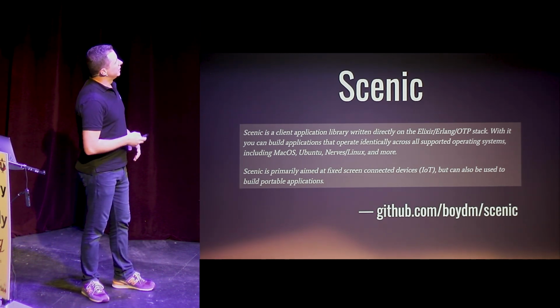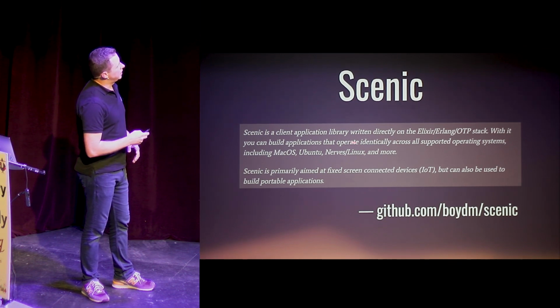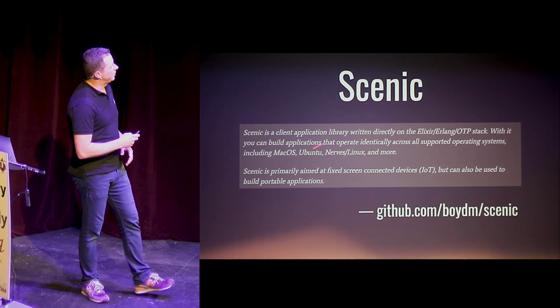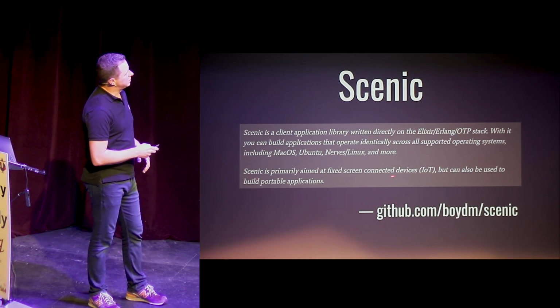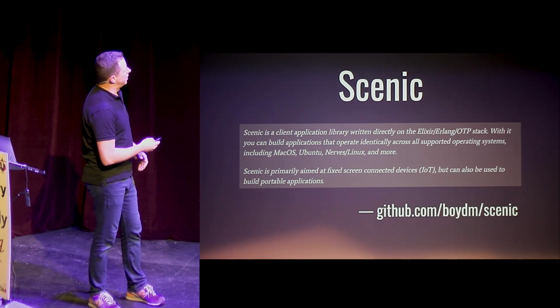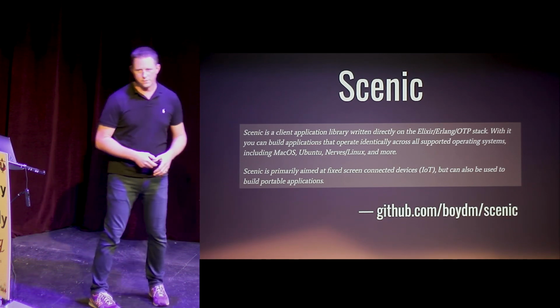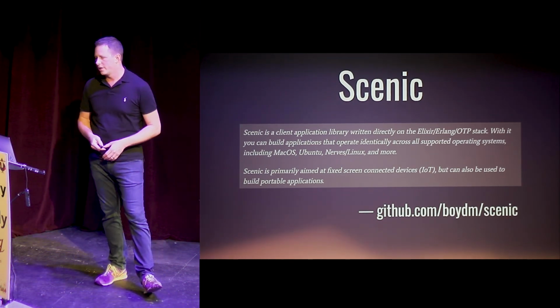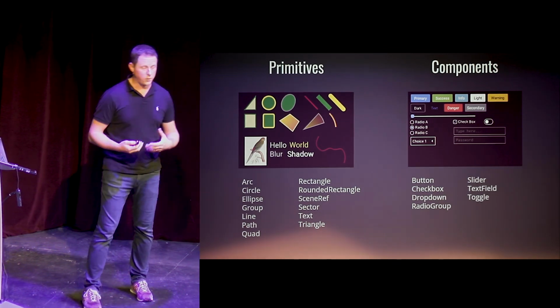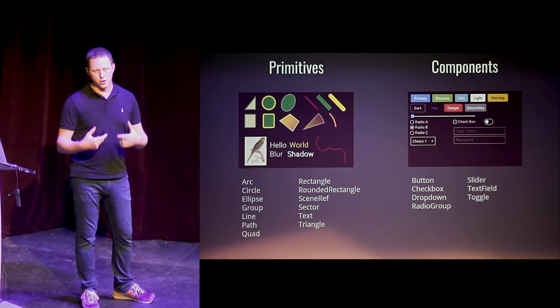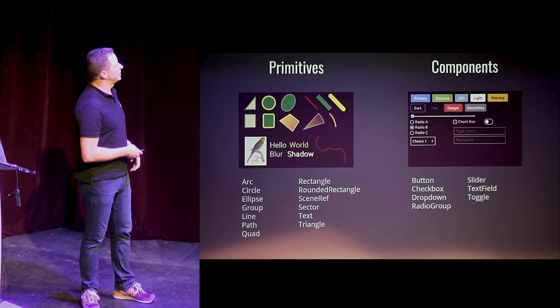But basically, you can build applications that work identically across macOS, Ubuntu, Nerves, Linux. And really, this is important. Scenic is primarily aimed at fixed screen connected devices. Hey, that's us. But we can also use it for portable applications. So it's very, very versatile. It works really well for touchscreens. A lot of the stuff that comes with it is based around the touchscreen controls on IoT devices or embedded devices.